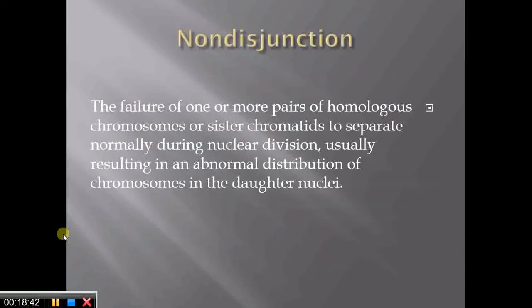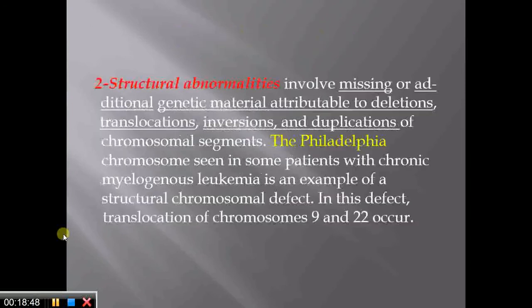Structural abnormalities involve missing or additional genetic material attributable to deletions, translocations, inversions, and duplications of chromosomal segments. The Philadelphia chromosome seen in some patients with chronic myelogenous leukemia is an example of a structural chromosomal defect. In this defect, translocation of chromosomes 9 and 22 occurs.